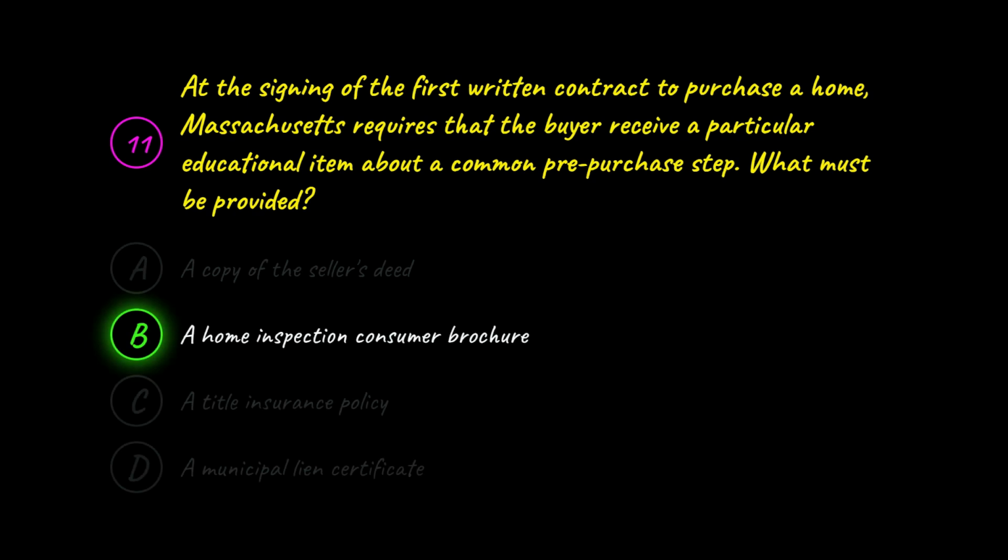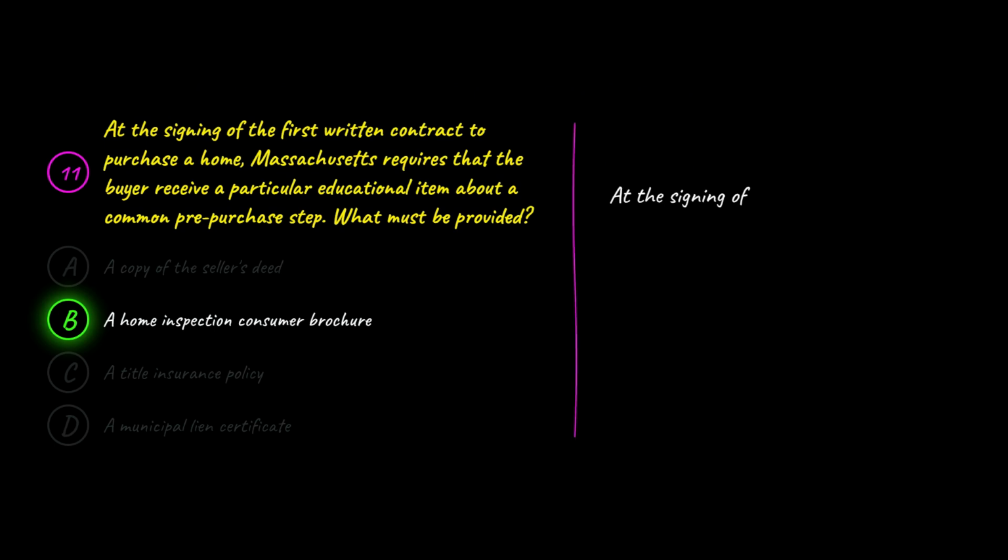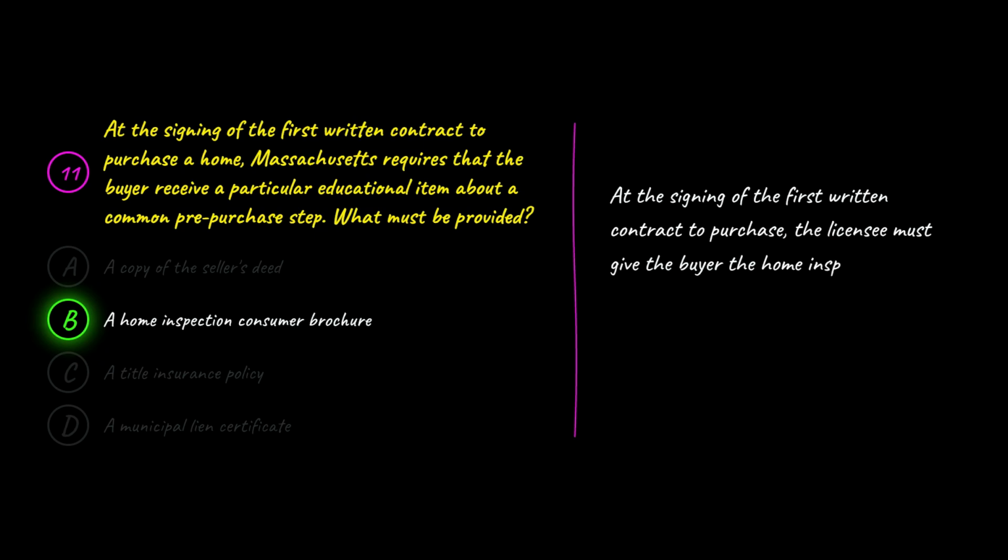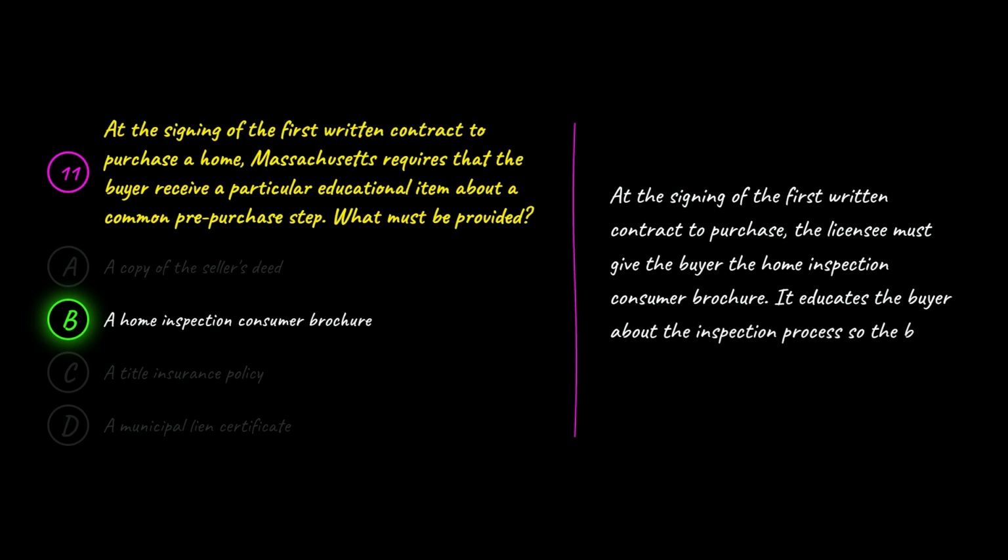The correct answer is B, a home inspection consumer brochure. B is correct because at the signing of the first written contract to purchase, the licensee must give the buyer the home inspection consumer brochure. It educates the buyer about the inspection process so the buyer can make an informed choice.